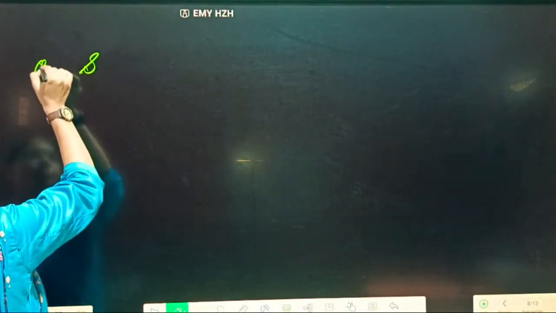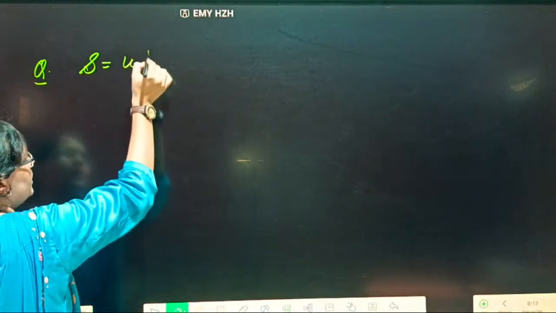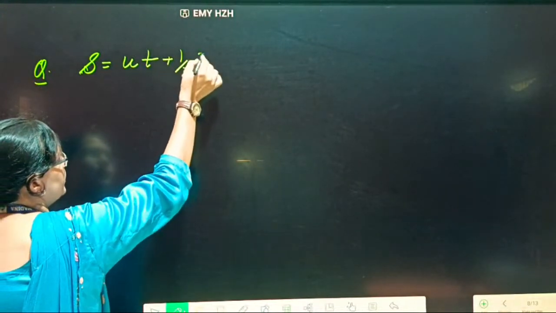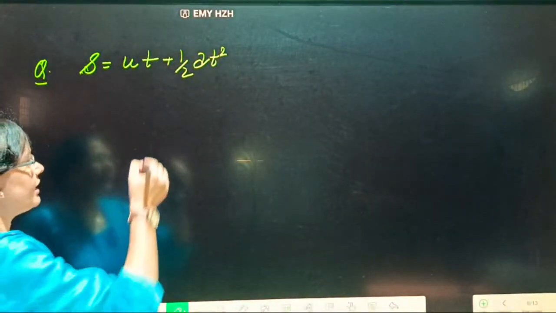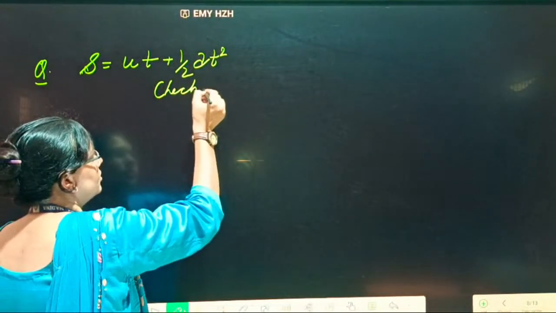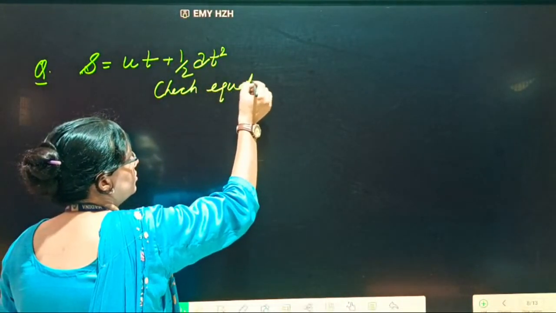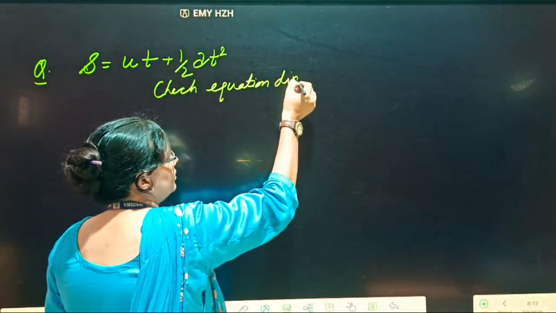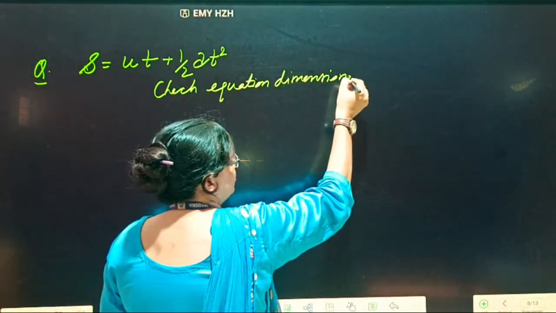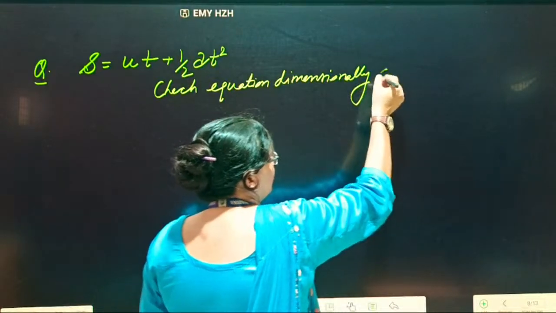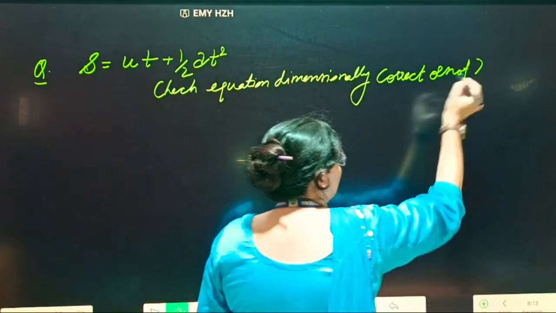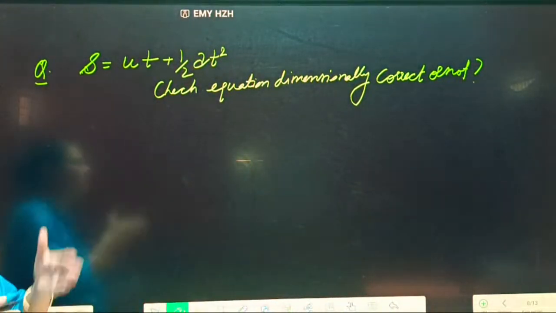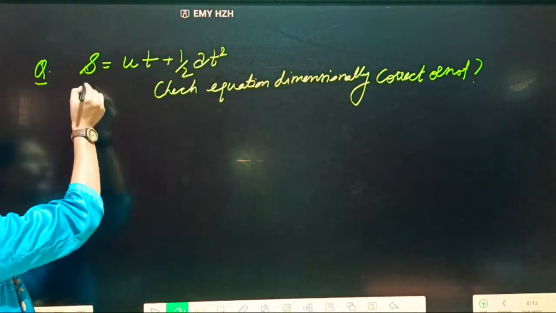Third equation, if you are writing s equal to ut plus half at square. Okay, you want to check this equation dimensionally. Check the equation dimensionally. Correct or not? Okay, here we want to check whether this equation is right or wrong. So how can we check this one?